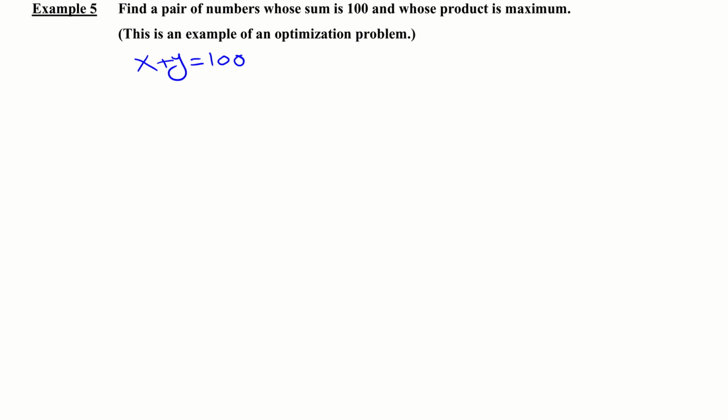That's kind of a strange thing. We haven't dealt with that before. So here's what we'll do. We'll create a function p of x, y, and we'll let it be the product. So that's going to be x times y. Now, in these kinds of optimization problems, since this is the quantity we're trying to optimize, maximize, we call this the objective.